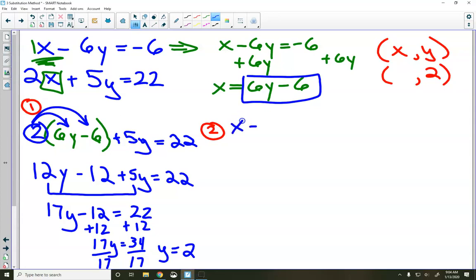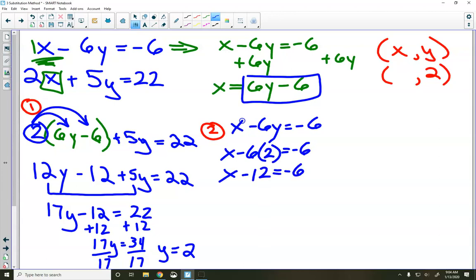So we have x minus 6y equals negative 6. We have x minus 6 times 2 equals negative 6. So x minus 12 equals negative 6. We add 12 to each side. And x is equal to 6. So we get 6 comma 2 is our answer.